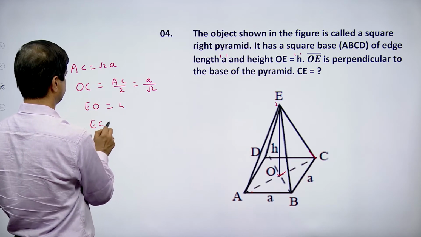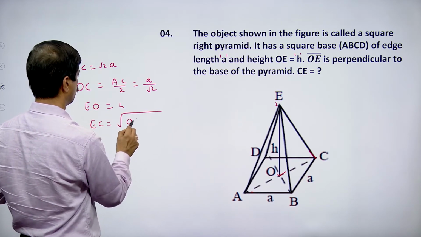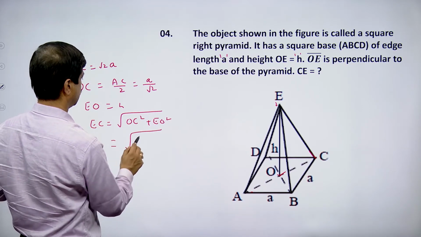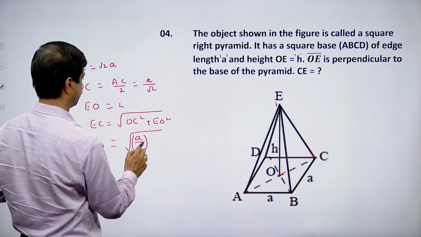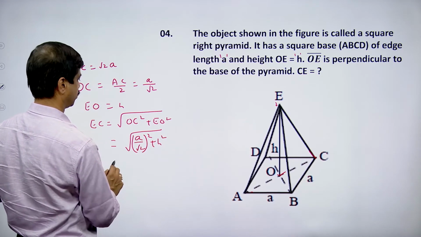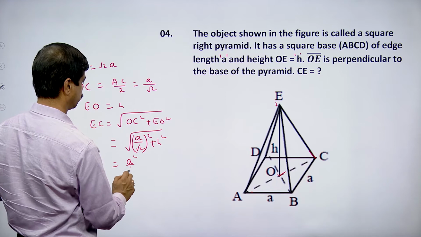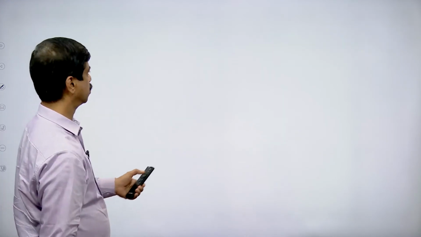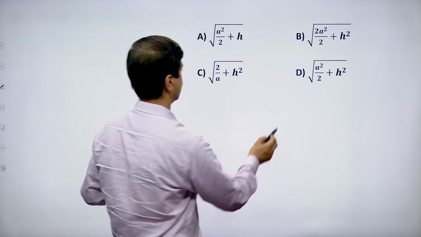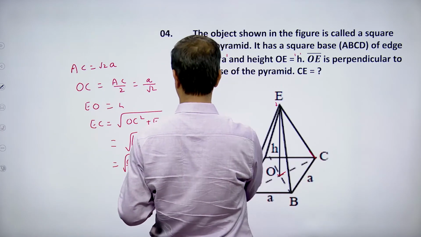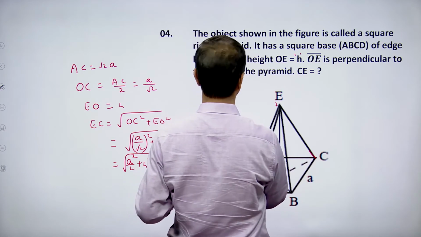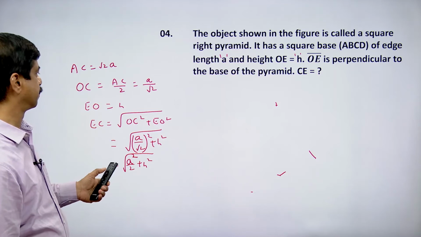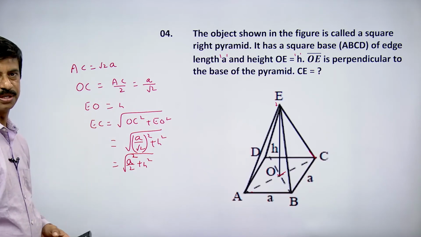Now, EC by Pythagoras theorem is root of OC square plus EO square. So, that is root of (A by root 2) whole square plus H square. So, this is the answer, root of A square by 2 plus H square. So, that is what you will be getting. So, option is D. Please note it fast, quickly.